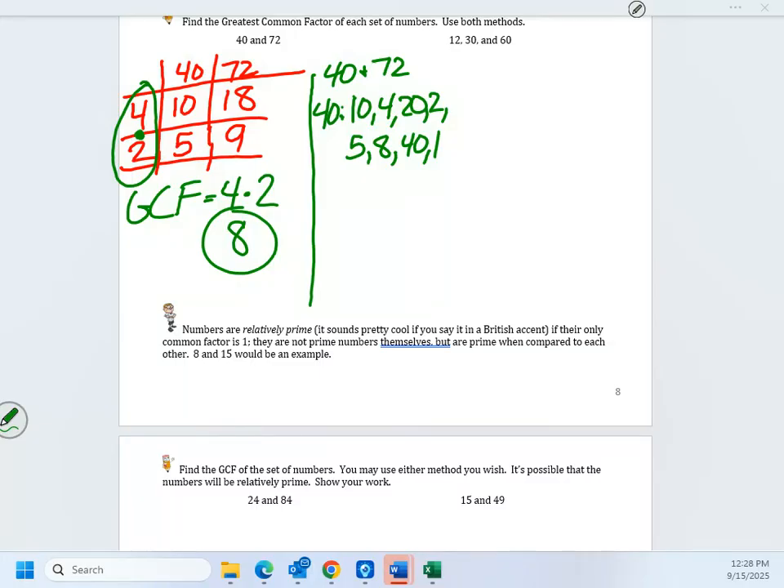So now let's look at 72. What are our factor pairs for 72? Henry? 8 and 9. What else can we multiply together to get to 72? Laurel? 6 and 8. What else? Gavin? 72 times 10. What else? Ellen? 18 and 4.